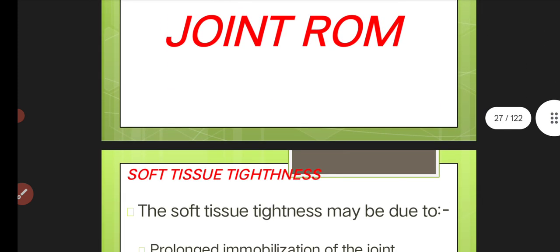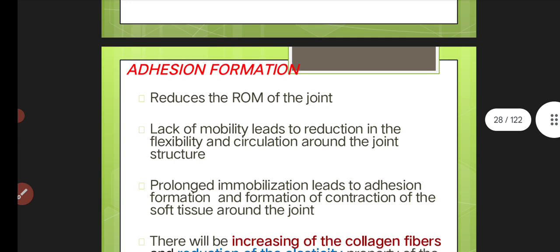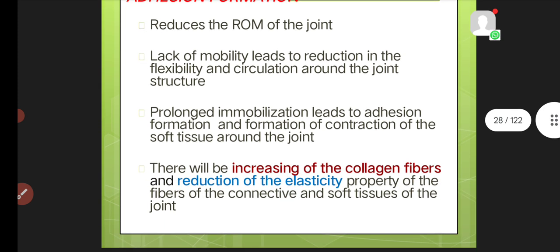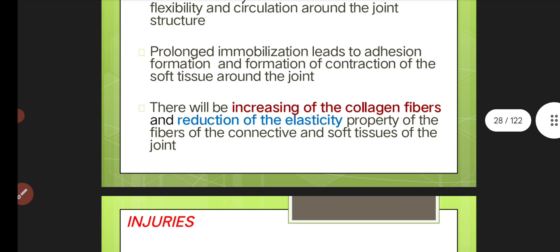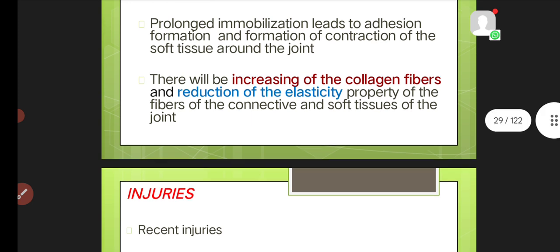Number two of factors affecting joint range of motion is adhesion formation. Adhesion formation reduces the joint range of motion. Lack of mobility leads to reduction in flexibility and circulation around the joint structure. Number three, prolonged immobilization leads to adhesion formation and contraction of the soft tissue around the joint. Number four, there will be an increase of collagen fibers and reduction of the elasticity of the fibers of the connective and soft tissues of the joint.